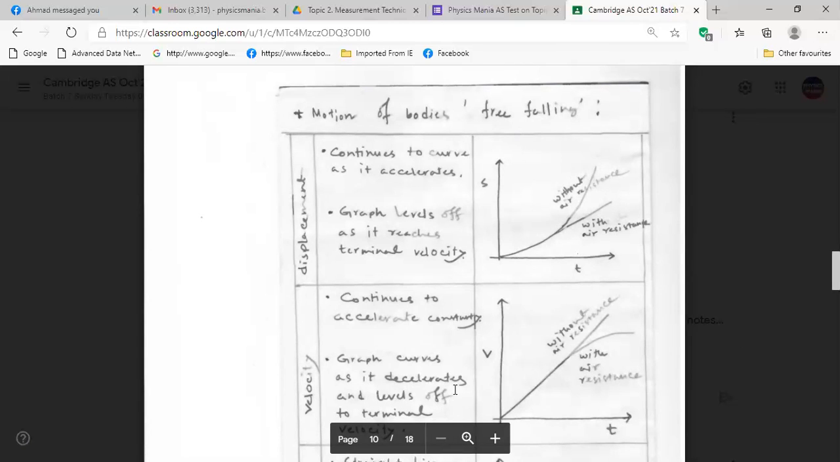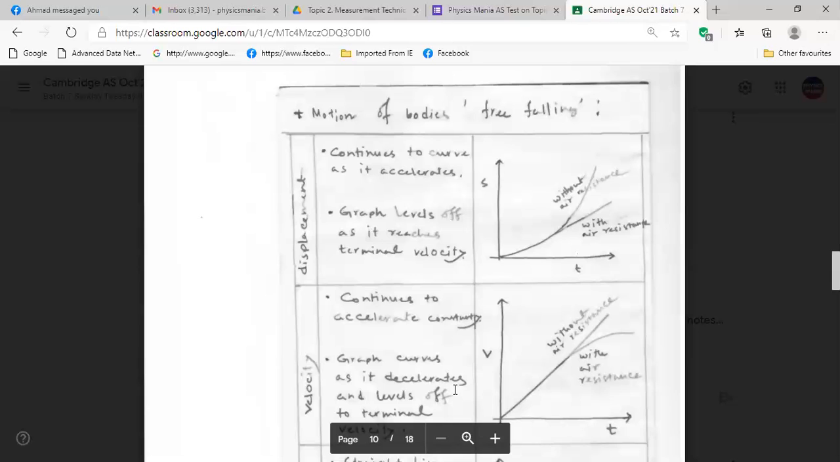Acceleration will be zero if the air resistance and weight are equal, because your weight and air resistance are equal. That means the resultant force is zero, isn't it? Yes, sir. Resultant force zero means acceleration is zero. So at this stage the object motion is constant velocity, and we say terminal velocity, isn't it? Yes, sir.